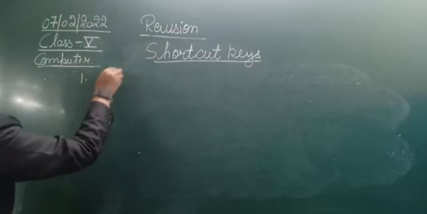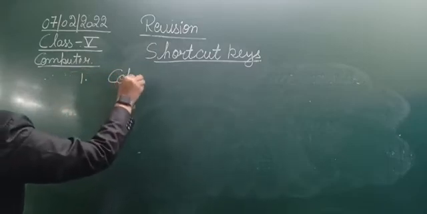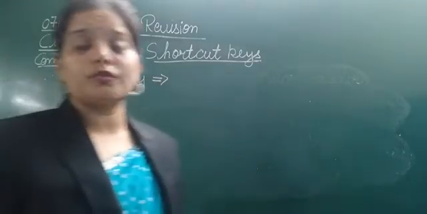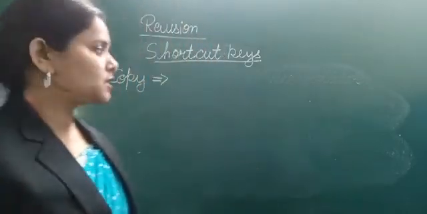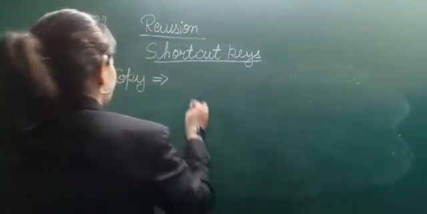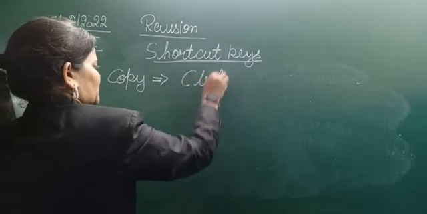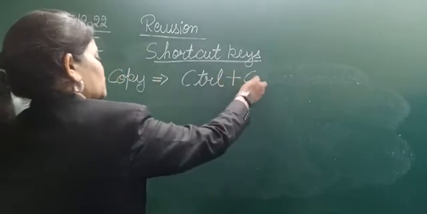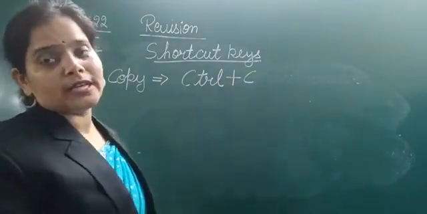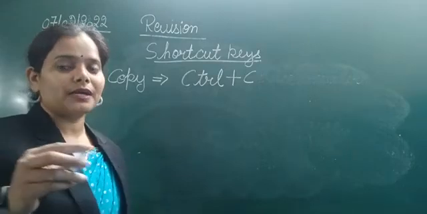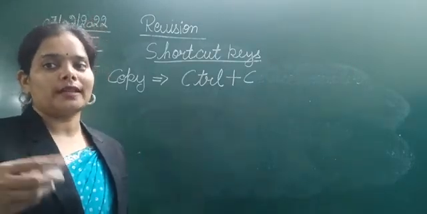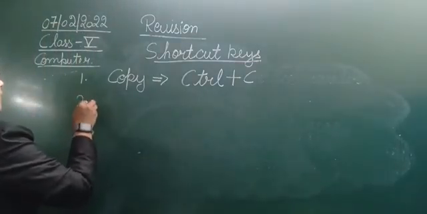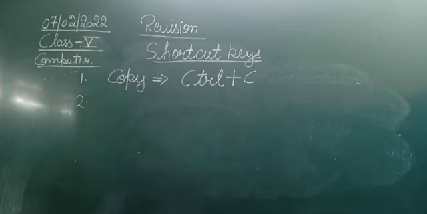First is copy. What is the shortcut key for copying? The shortcut key for copying is Control, that is known as CTRL. You must have seen this key on the keyboard, Control plus C. Whichever text you want to select, you select it, then press Ctrl C from the keyboard. This is how you can copy that particular text, or a picture or an image, anything. The shortcut key for copy is Ctrl plus C.